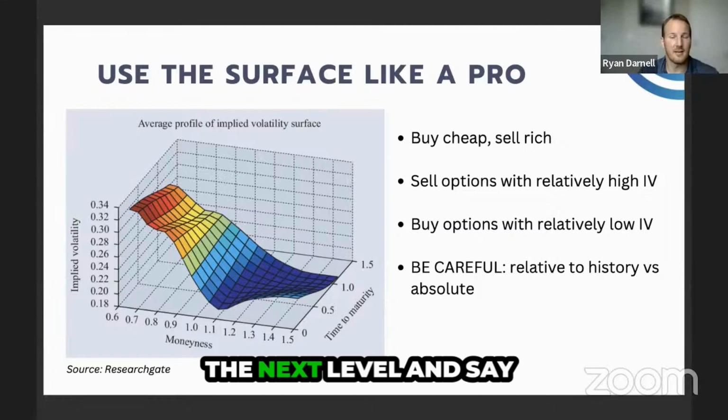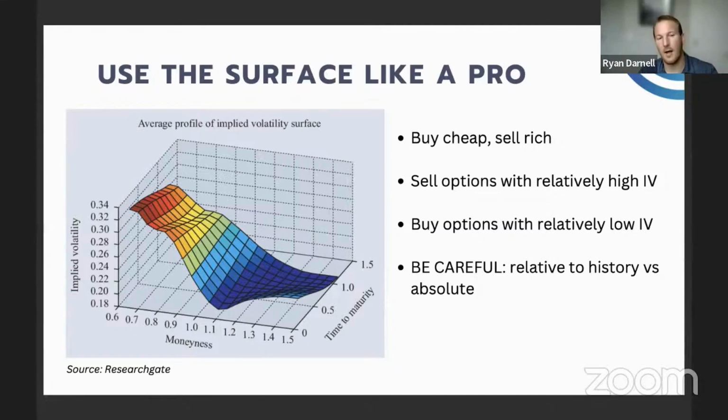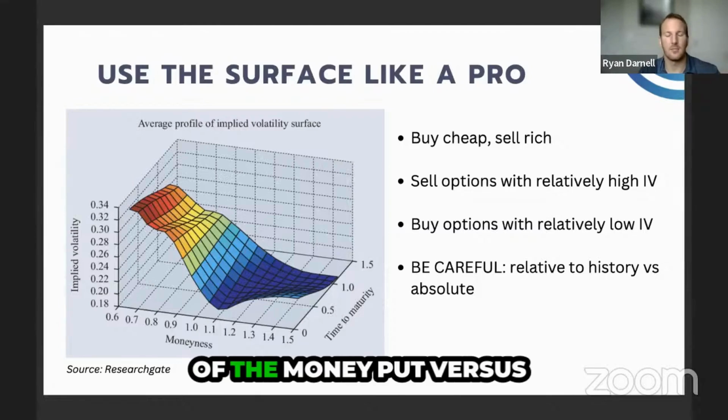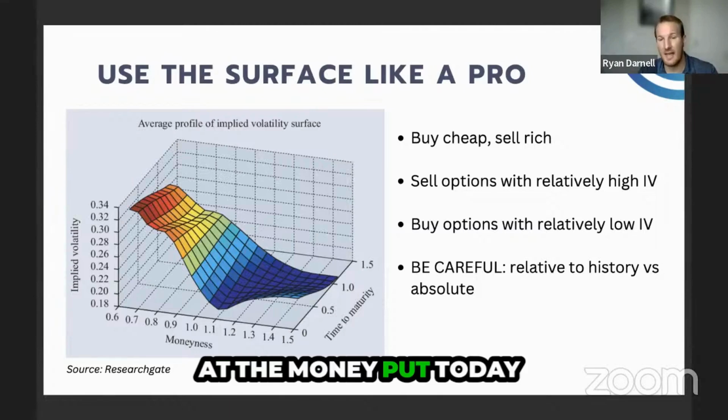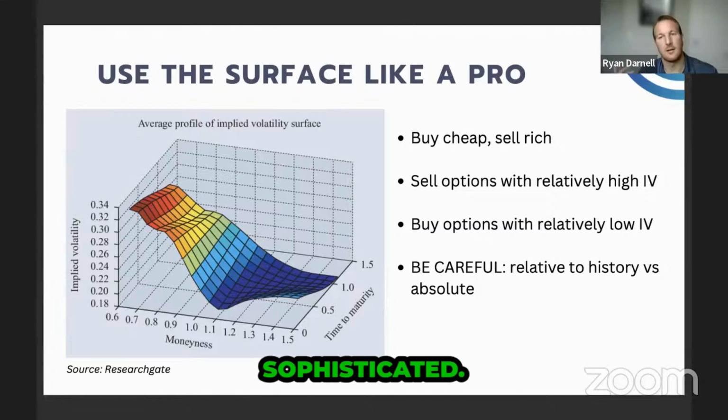We have to take it to the next level and say, how high is, as an example, the way out of the money put versus the at the money put today, versus what it normally is? And that's how we start to get a little bit more sophisticated, and we use models like MenthorQ's.